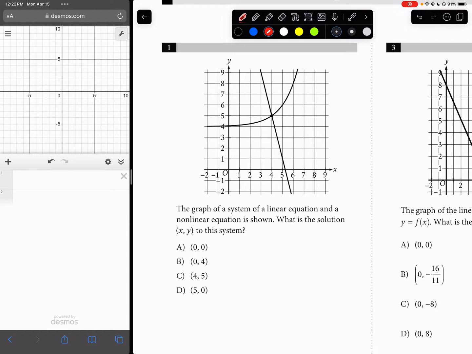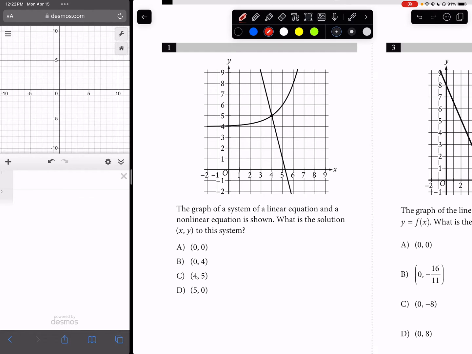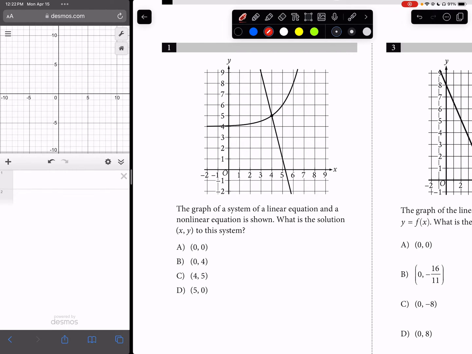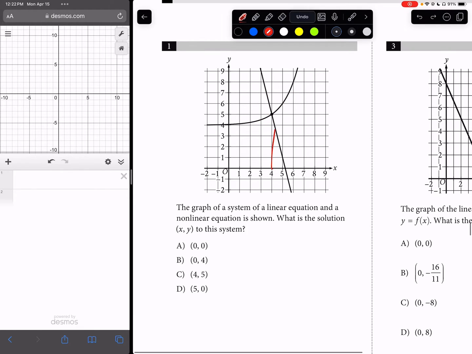I have Desmos open here on the left-hand side of the screen, if you can see that, just because you're allowed that tool when you take these tests, and it's extremely helpful. Hopefully, you watching me use it will help you, and it'll teach you when and where to use it. Let's get started. It says, what is the solution to this system? Well, it's probably where these two things cross. Therefore, what is that? That's 4, 5, C.